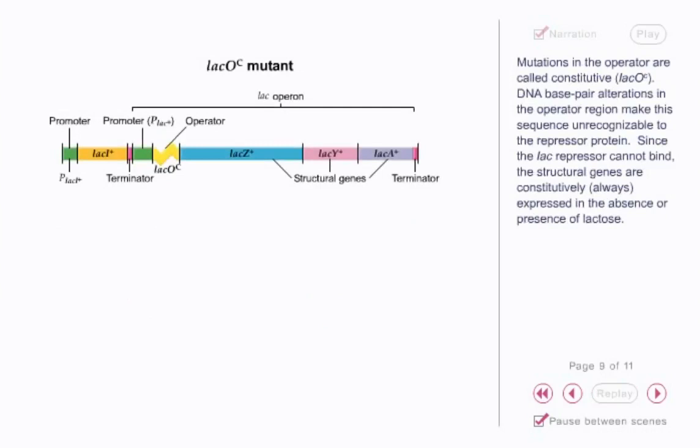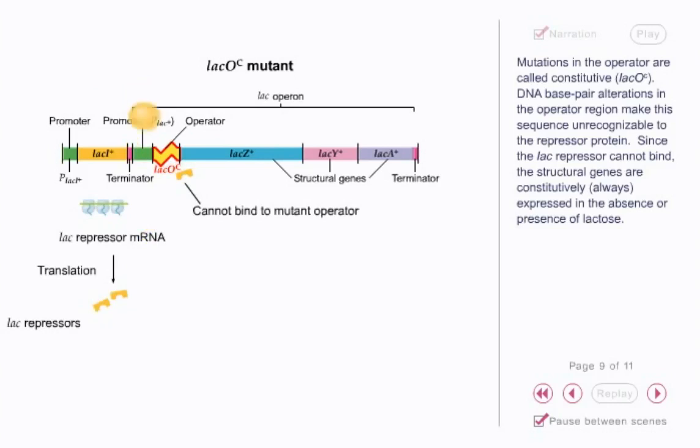Mutations in the operator are called constitutive, LacOC. DNA base pair alterations in the operator region make this sequence unrecognizable to the repressor protein. Since the lac repressor cannot bind, the structural genes are always expressed in the absence or presence of lactose.